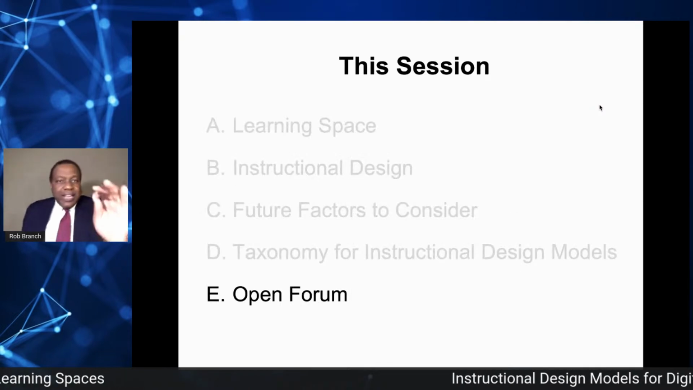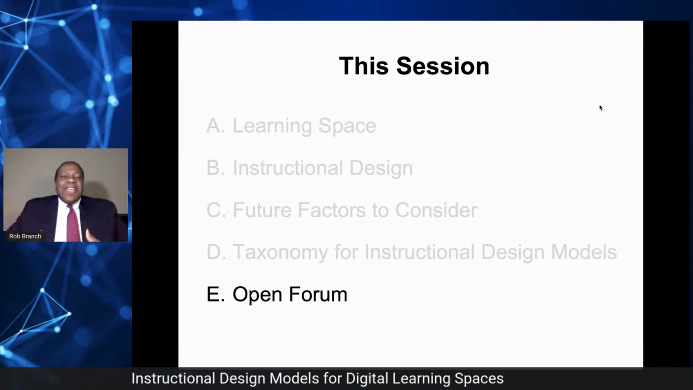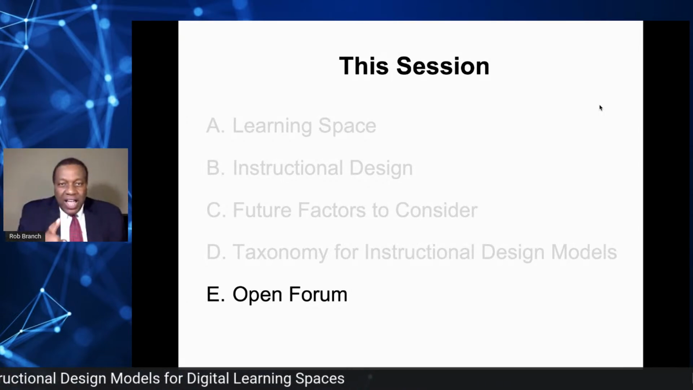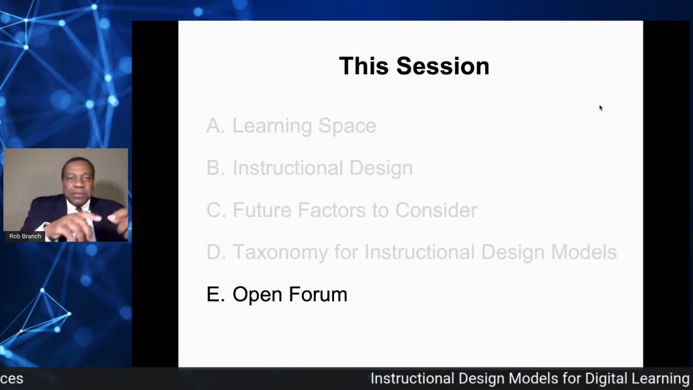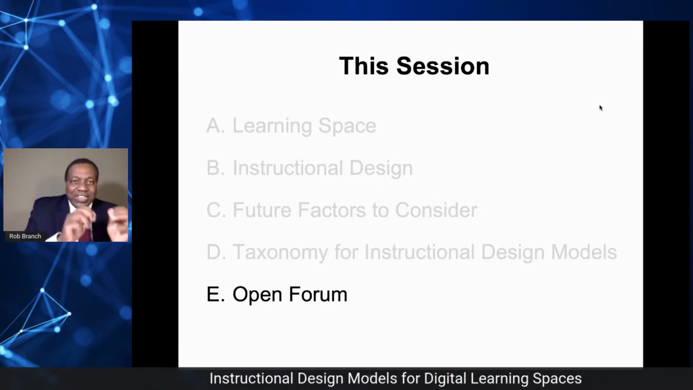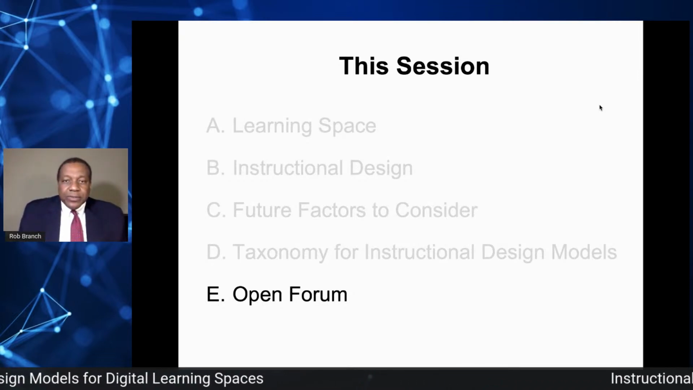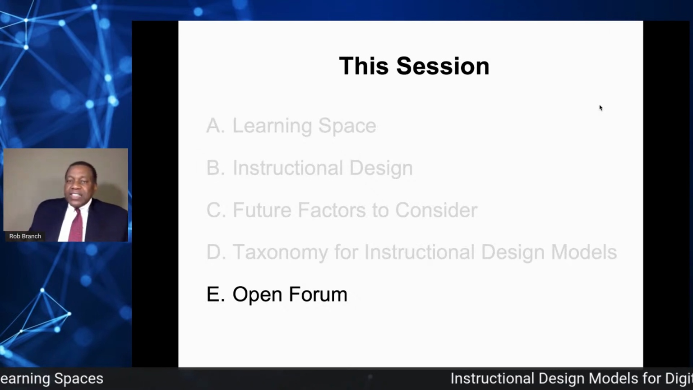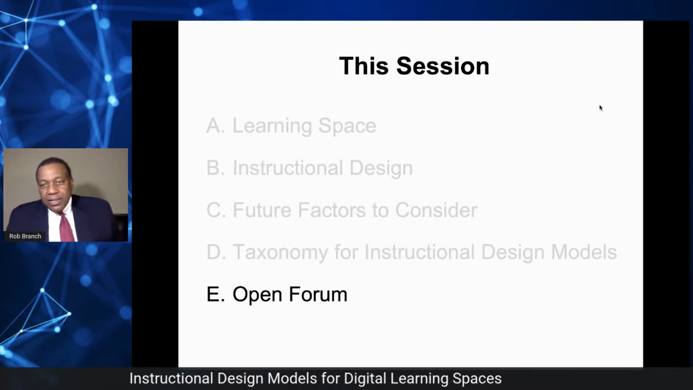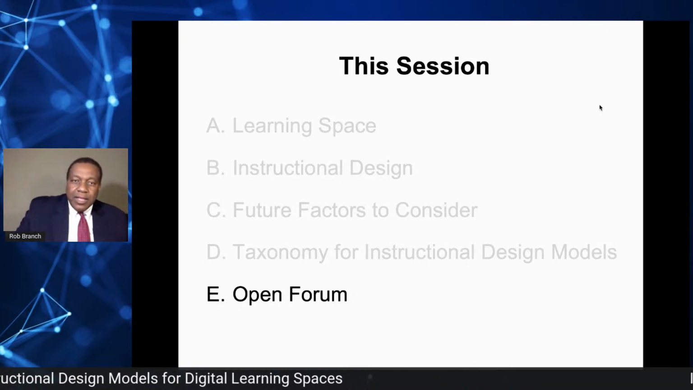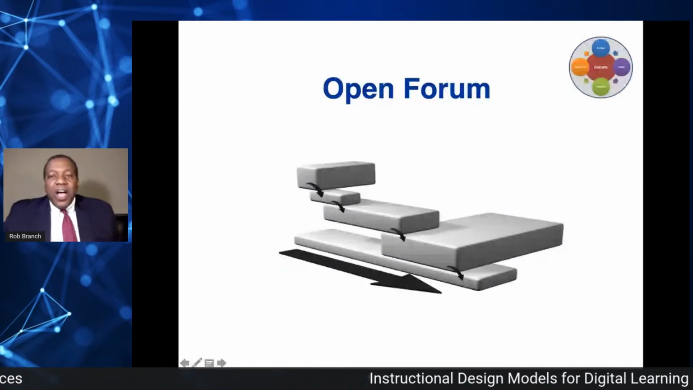You've got learning space, and because learning space is complex, we need something that can deal with the complexities. Enter instructional design. Why? Instructional design is sufficiently complex to deal with the complexities of learning spaces, especially digital learning environments. But if we take into account future factors, then now we need to think a little differently about the robustness of our instructional design models, and thus maybe a new taxonomy. And that's what this is about. What say ye? What are your thoughts?